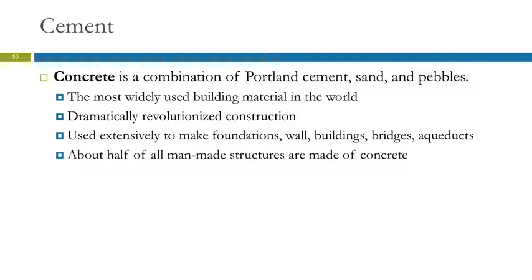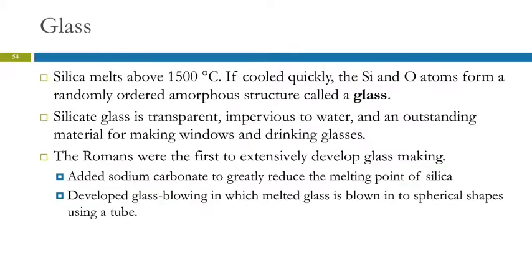Concrete is different than cement. Did you know that? Concrete is a mixture of cement with sand and often pebbles. And it's the most widely used building material in the world, and it revolutionized construction, because instead of trying to build things out of solid rock, it's really hard to move around and break into the correct size pieces, or wood or metal. Concrete is very easy to form structures out of.